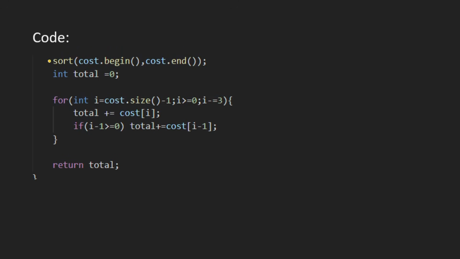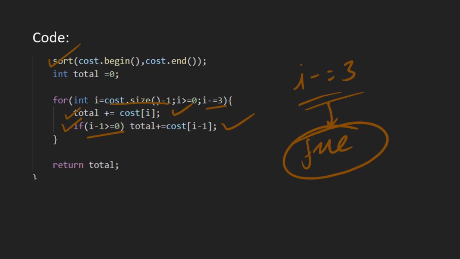In the code part we basically sort the array, and then we start from the last. We buy the largest candy, and if there is a second largest candy then we buy that also, and then we do i minus equal to 3. That means we have bought the largest, we have bought the second largest, and if there is a third candy also, then we take that for free, right? This way we get the total cost, and at the end we return the total cost.